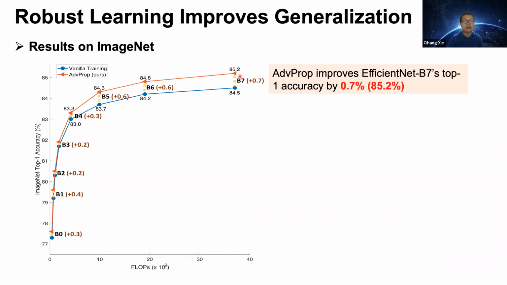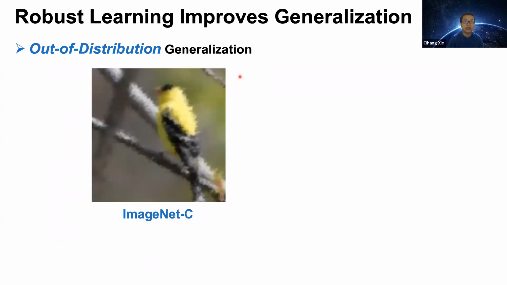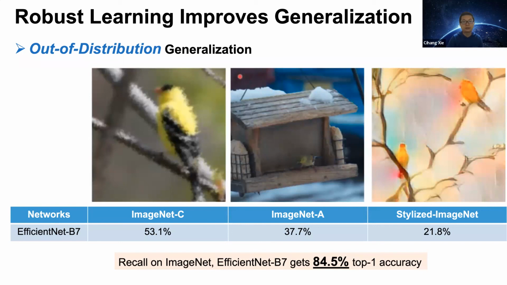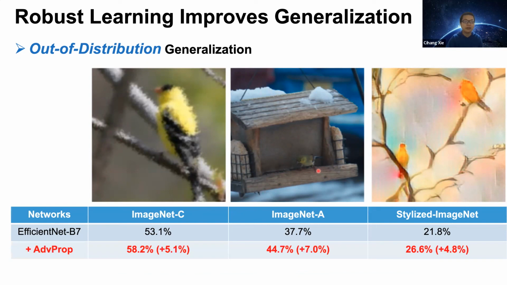And next, we evaluated these ImageNet-trained models on the out-of-distribution benchmarks. We evaluated on ImageNet-C, ImageNet-A, and Stylized ImageNet. And here are the original EfficientNet B7 results. You can see that on these out-of-distribution benchmarks, compared to the original EfficientNet B7, which got 84.5 top-1 accuracy on ImageNet, the performance here is much lower, right? So that suggests these benchmarks are extremely non-trivial to recognize. And you can see by adding AdvProp, you can improve the performance by 5.1 on ImageNet-C, 7% on ImageNet-A, and 4.8 on Stylized ImageNet.